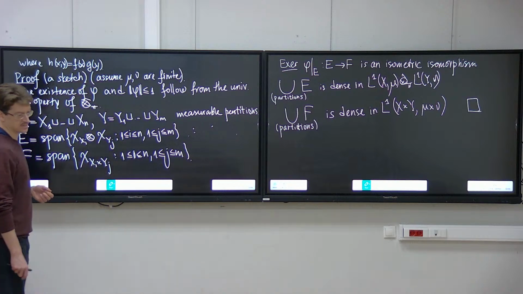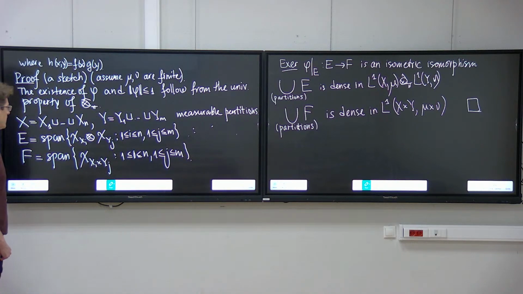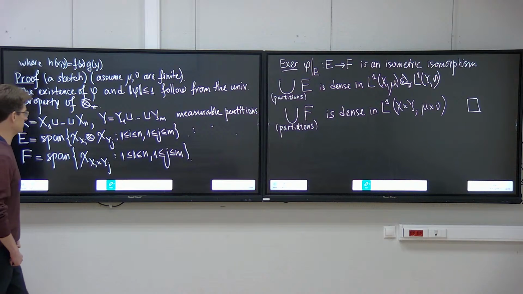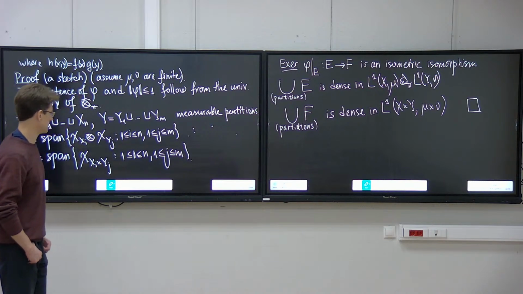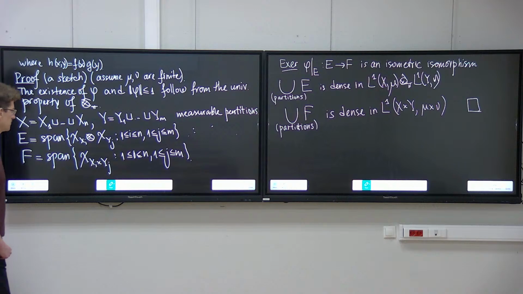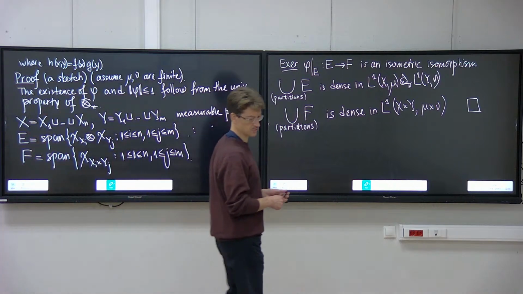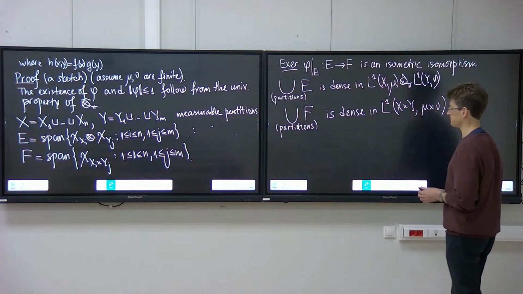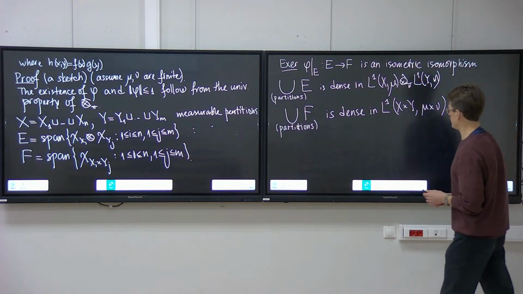And the proof can be easily extended to the case of arbitrary sigma finite measures, so mu and nu are not necessarily finite. Essentially, the same proof shows that the same result holds for sigma finite measure spaces. Okay.